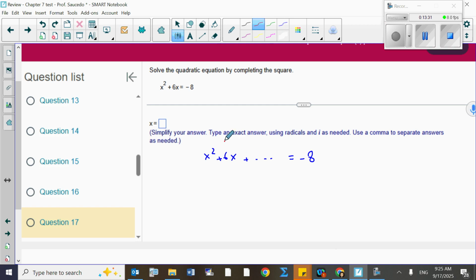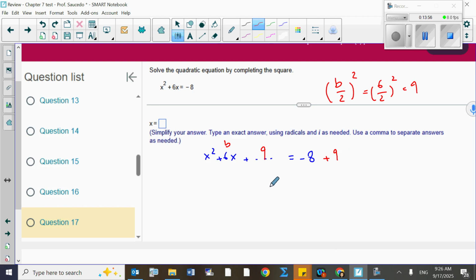That's the b value, which is 6 here, divided by 2, raised to the power of 2. This is what you're going to add here. So that's going to be 6 divided by 2 to the power of 2. This is 3 squared, 9. So you're going to add 9 here. But since you have added 9 on the left side of the equation, you're going to add that to the right as well to keep the balance.